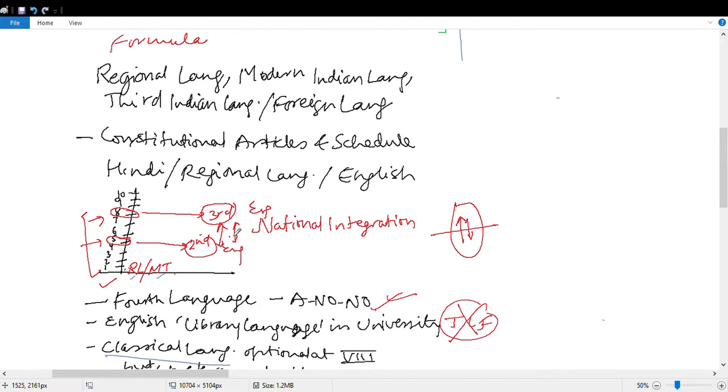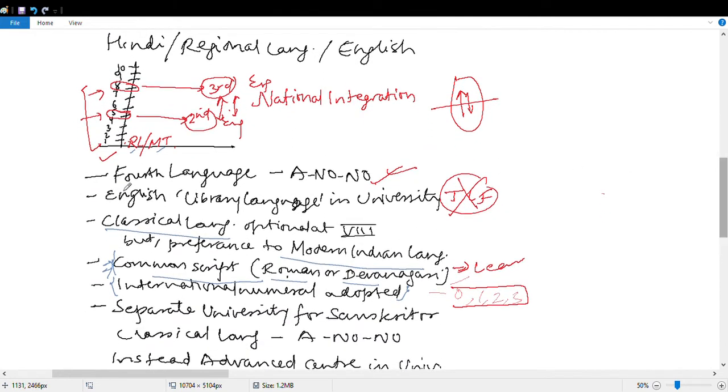However, for the second and third language, there was an option of interchange between English and a regional language, or Hindi for that matter. In no case was a fourth language going to be introduced, and in no case was the three language formula going to be adopted at university level. The committee was of the view that English, as it forms the library language, should be the medium of instruction in universities. It also did not give much importance to classical languages.